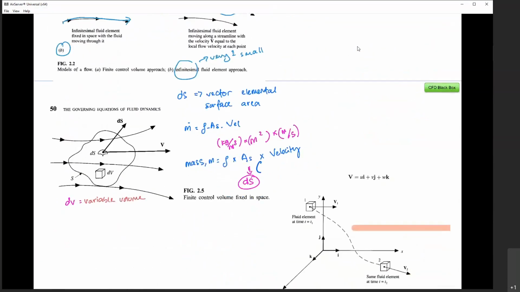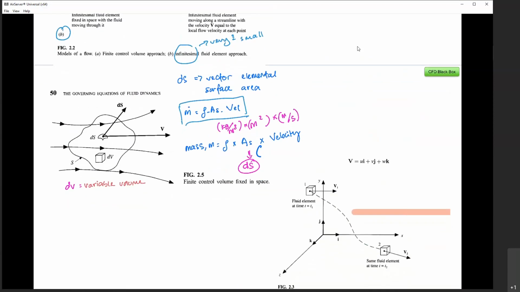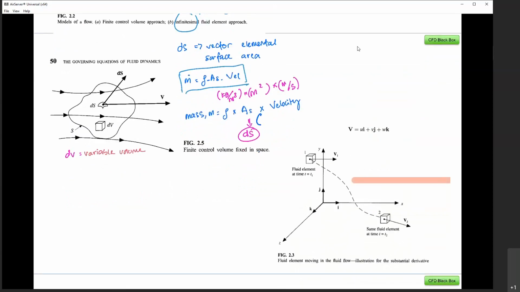Just to recap again, what does this mean? Basically, we have a surface, S is the surface. So dS is basically a vector element for the surface area. The mass flow rate is given as rho AV. This is a recap from fluid mechanics. And what we have over here is, if we look at the element moving along with the fluid, we have it in terms of the ijk components. So i is basically x, k is z, and j is for the y. All right.